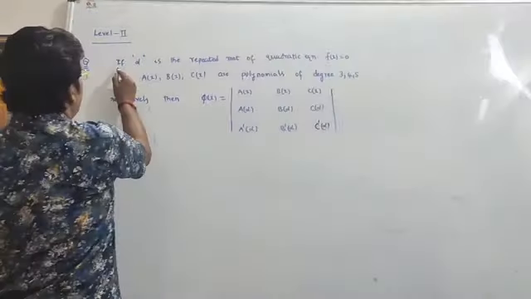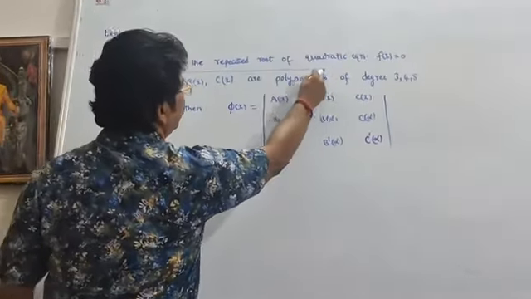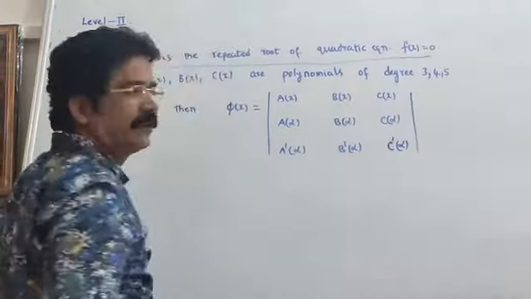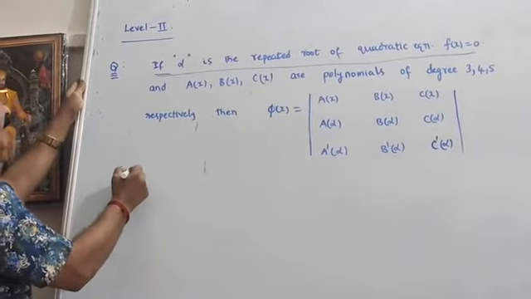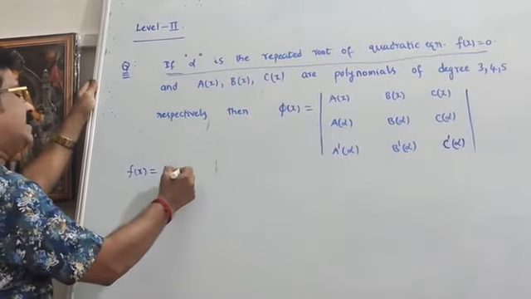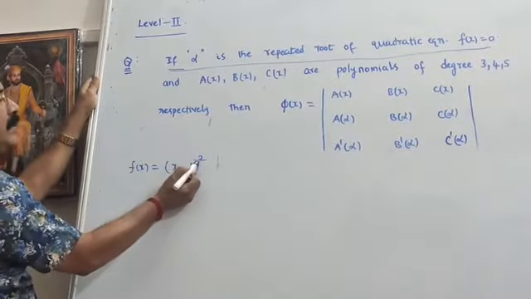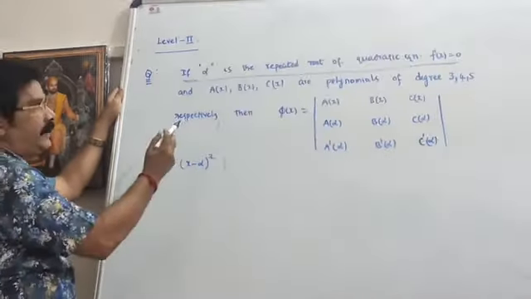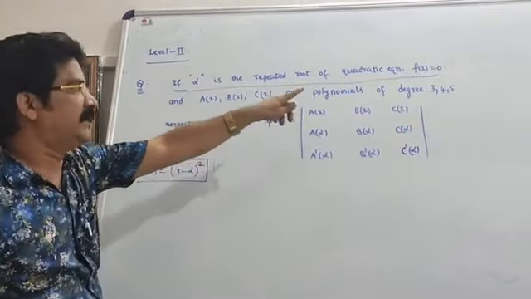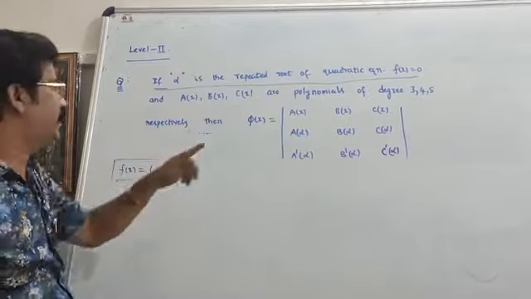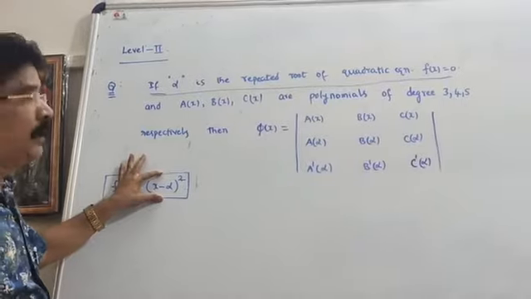Over. Next question: if alpha is the repeated root of a quadratic equation f of x equals 0, repeated means definitely f of x is x minus alpha whole square. For a repeated root, we take the square. Alpha is the root. So therefore, if alpha is the repeated root of the quadratic equation f of x equal to 0, then f of x is equal to x minus alpha whole square.